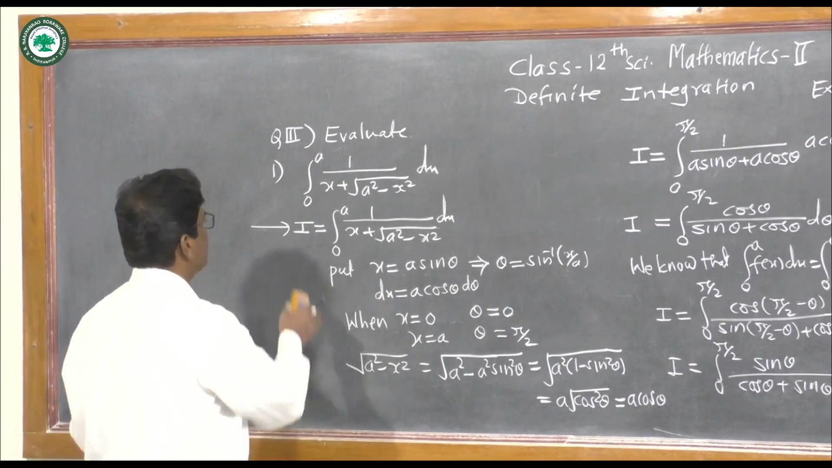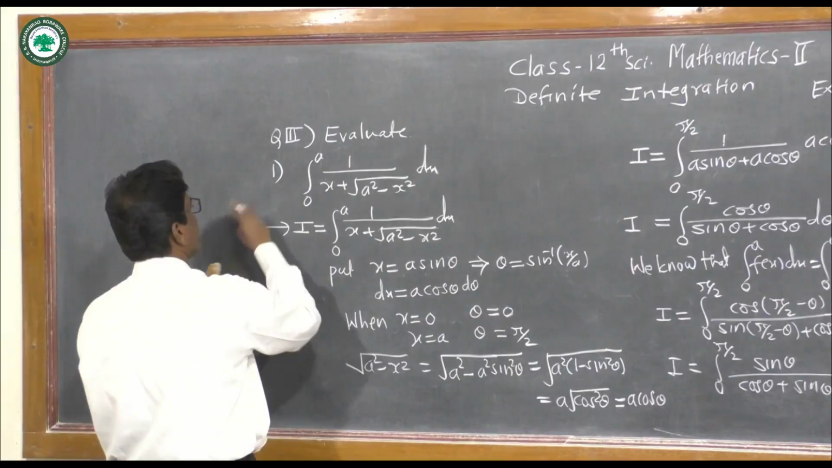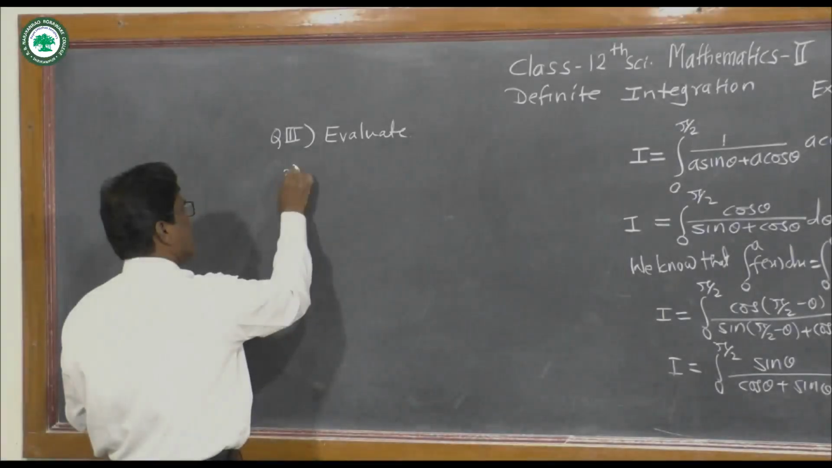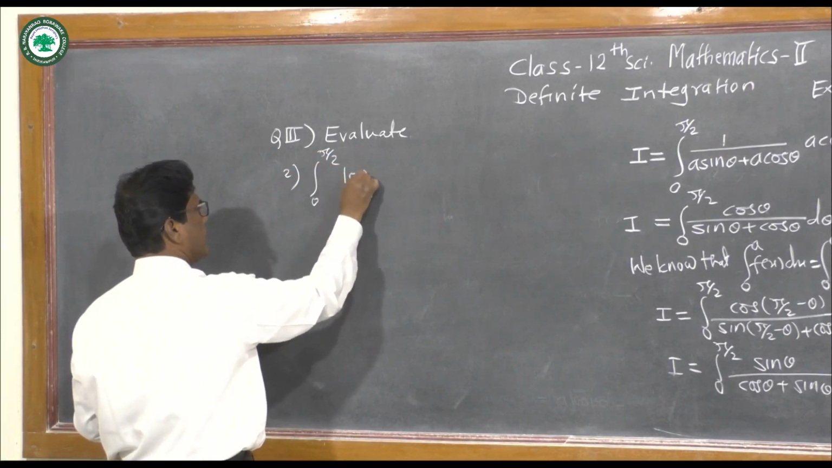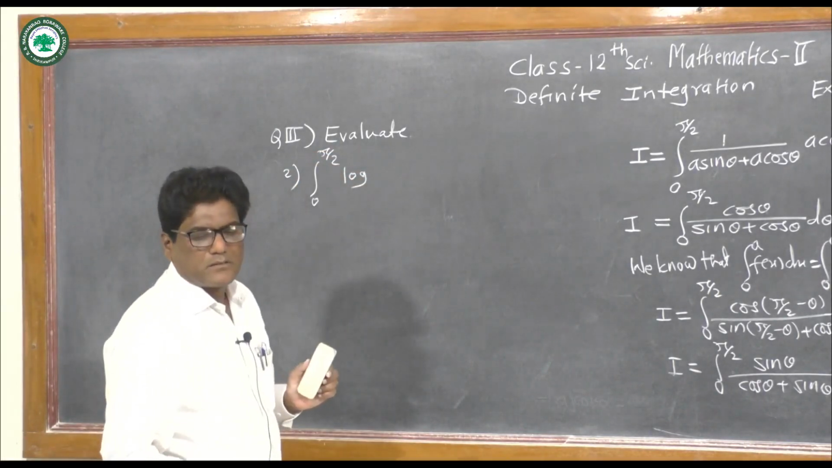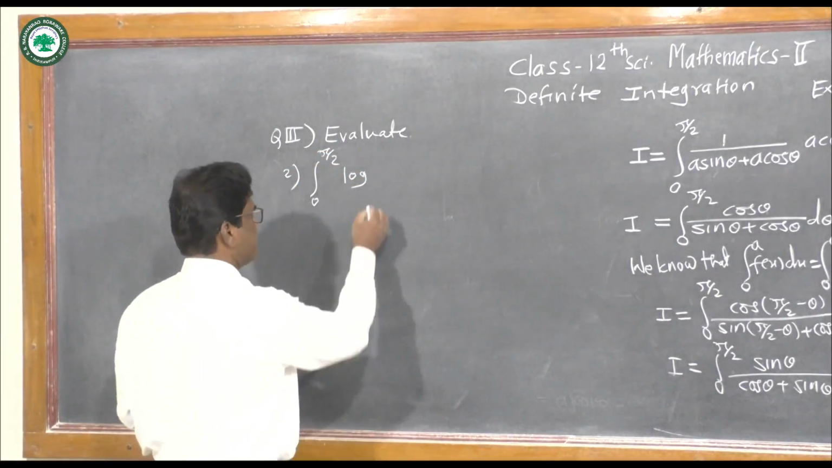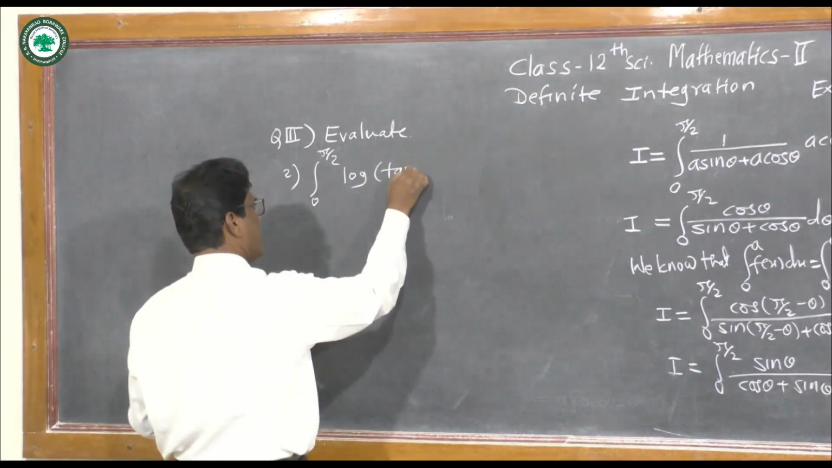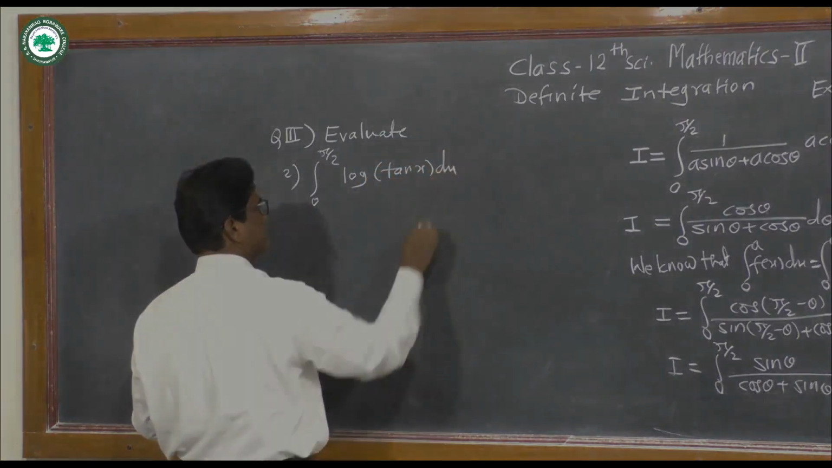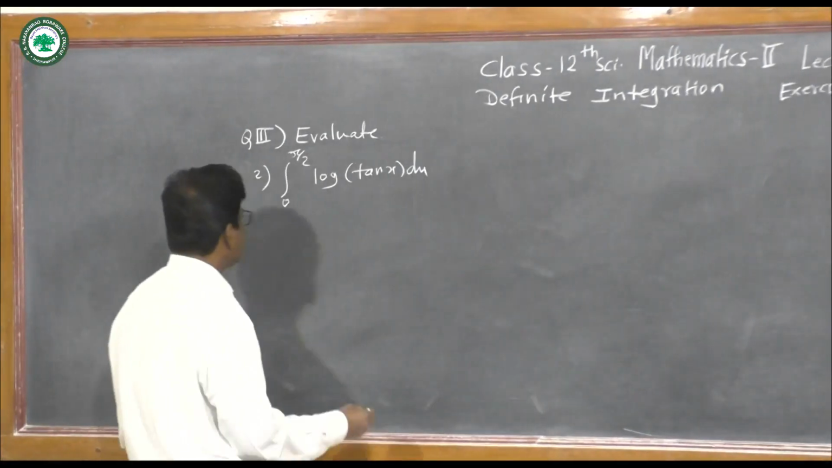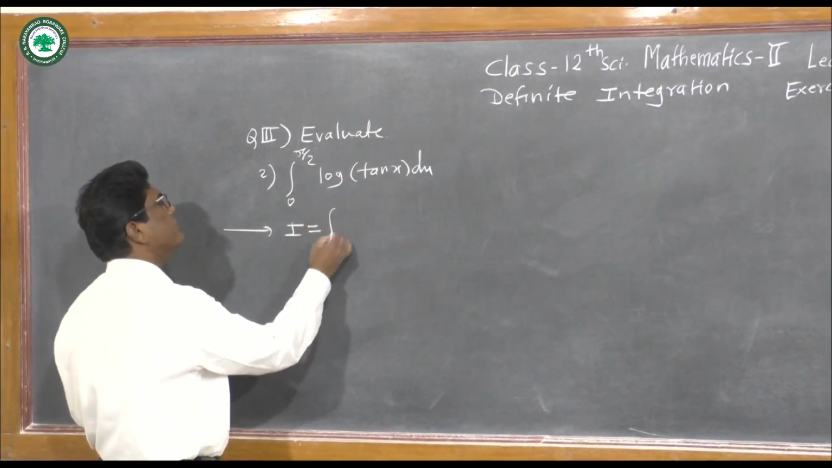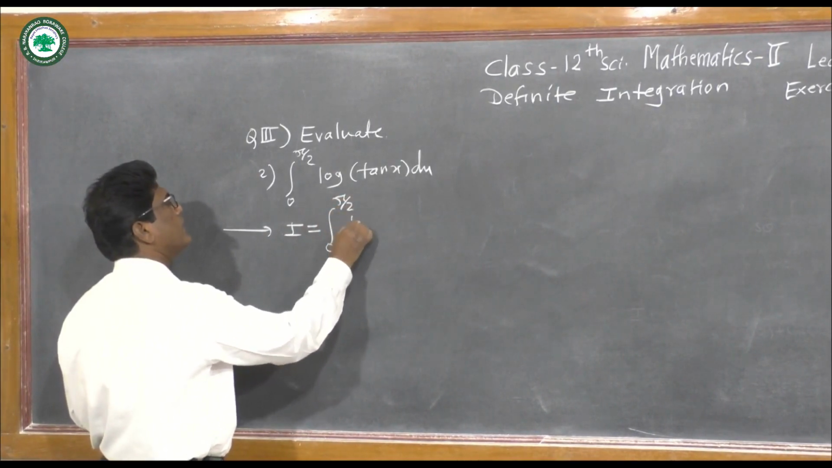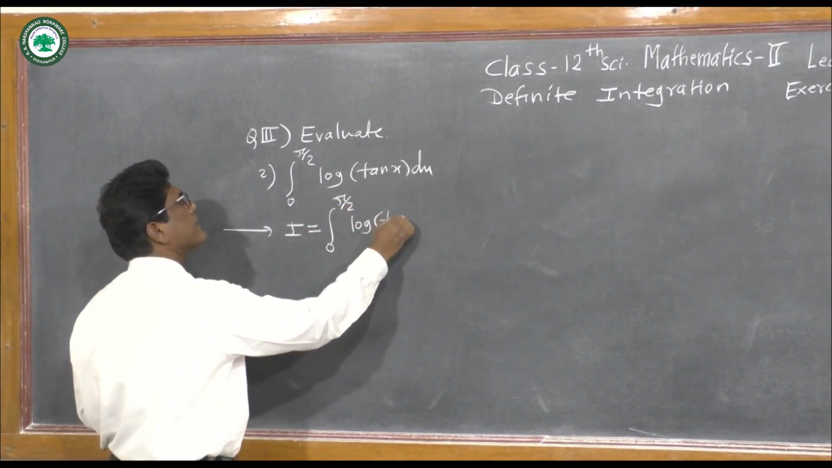Integration 0 to pi by 2. Second problem here. Integration 0 to pi by 2 log of tan x dx. Log of tan x dx. So call this as I. So let I be equal to integration from 0 to pi by 2 log of tan x dx.